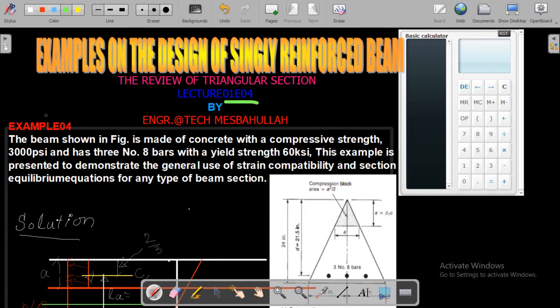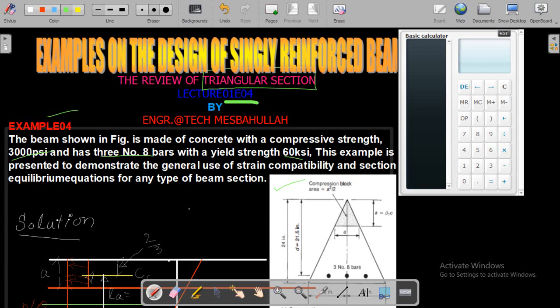This is example 04. One of the most important examples, because here we are going to analyze a triangular section. The section is right here. You can see this section. This is a triangular section and the data is here. We have fc' 3000 psi. We have number 8 bars, right? And the yield strength is 60 ksi.